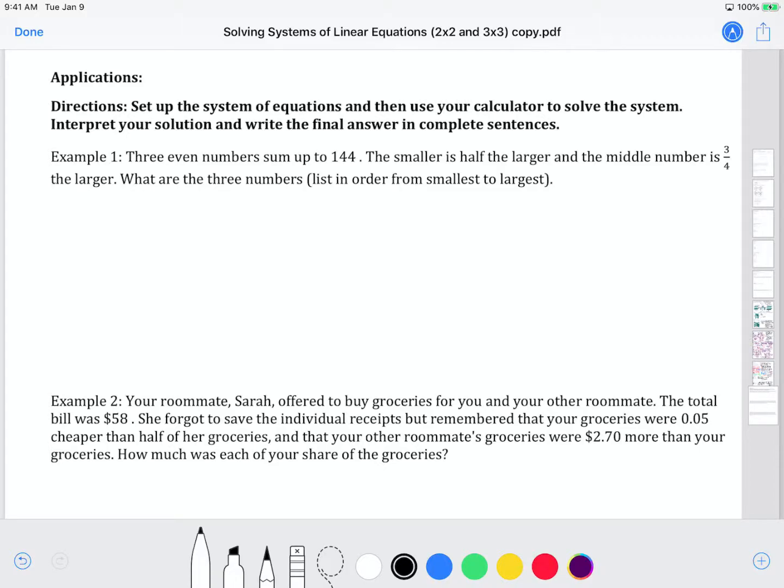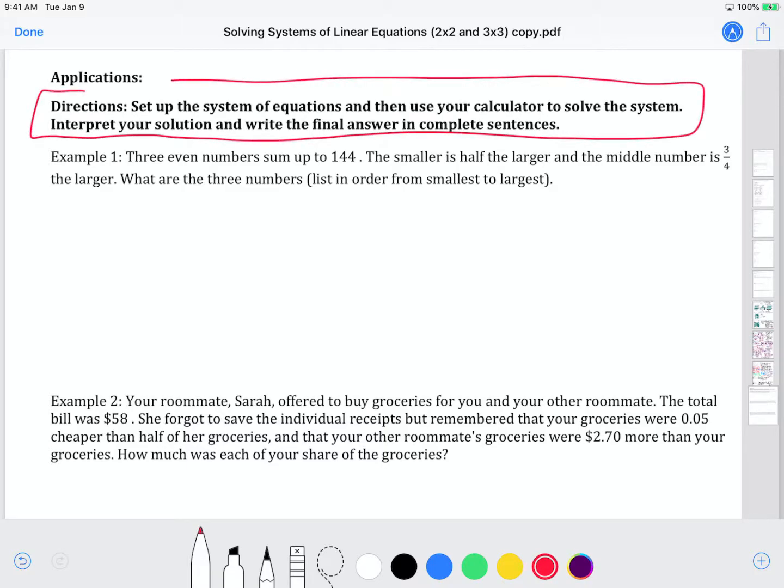Okay, let's go through some applications now. For these applications, the directions say set up a system of equations, then use the calculator to solve the system, and then we're going to interpret and write our answers in complete sentences. So, this is an example of how it would be written when I want you to use your calculator to solve your system of equations.